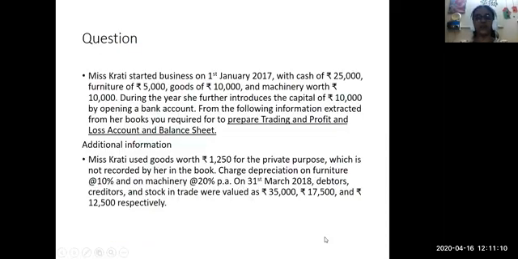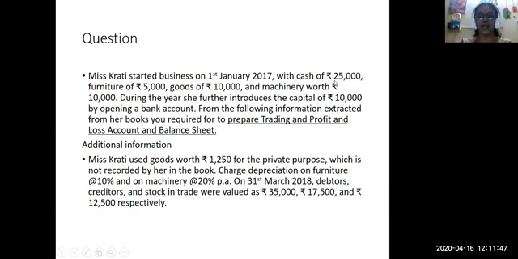Now going to the question, the earlier question which we have worked out for the trading and profit and loss account. With the same problem, we are going to work out the balance sheet also. I've actually explained the problem in the previous slide itself. Miss Krati started business on 1st January 2017 with cash of 25,000, furniture of 5,000, goods of 10,000, and machinery worth 10,000. During the year, she further introduces capital of 10,000 by opening a bank account.